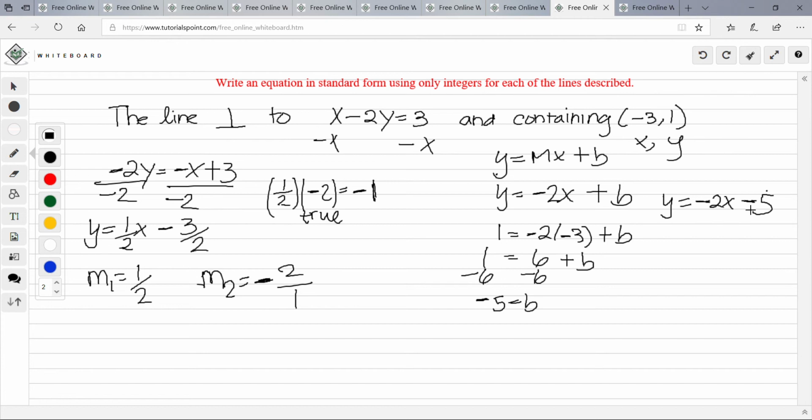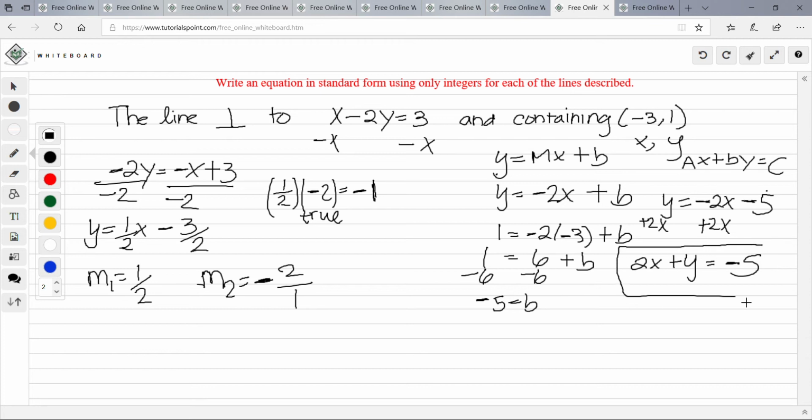But we're not done, right? This is not the correct form we want. We want it in standard form, which is ax plus by equals c. So we're almost there. We're just going to move all the x's to the left and all the numbers to the right. So let's move this negative 2x to the left. So I'm going to add 2x, add 2x. So you have 2x plus y equals negative 5. Now this is in standard form because we have the x and y's on one side and the numbers on one side. So this should be your final answer.